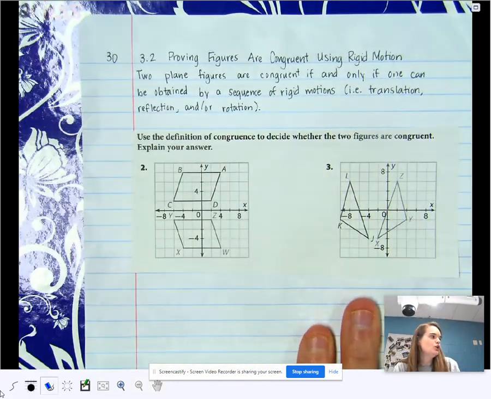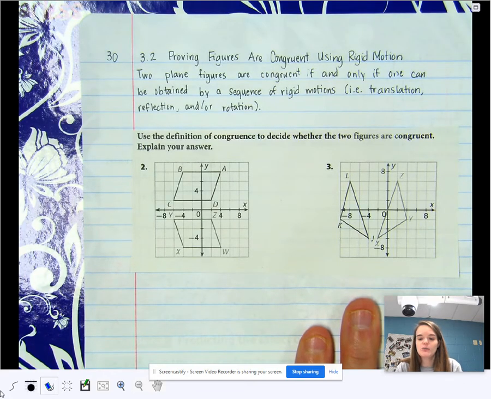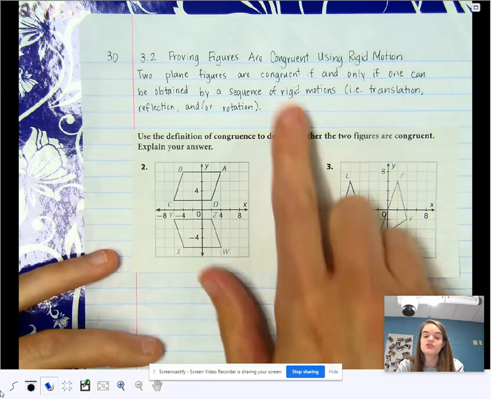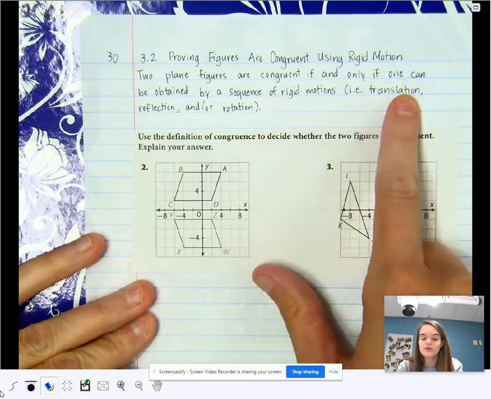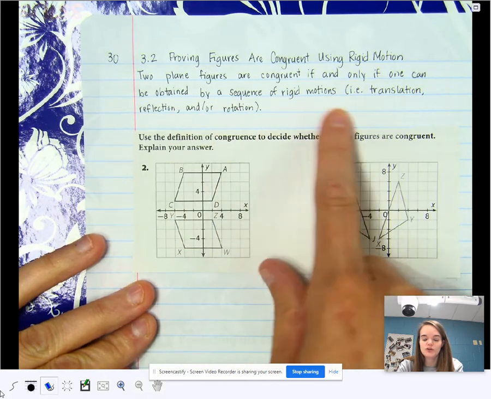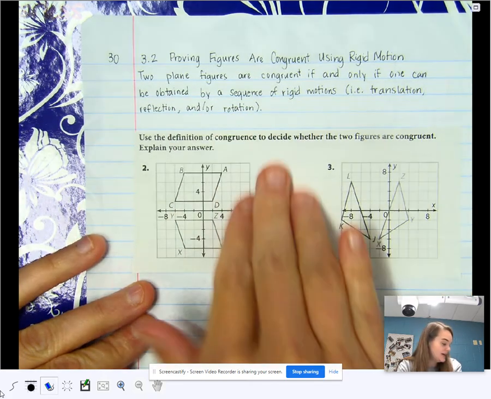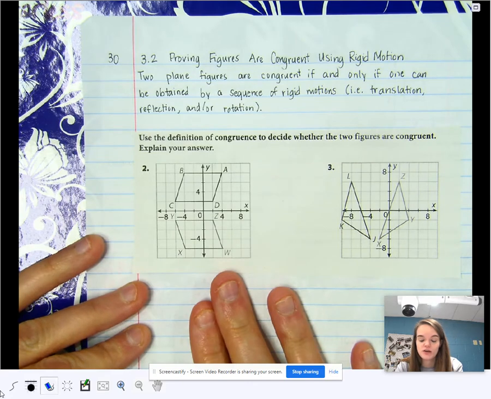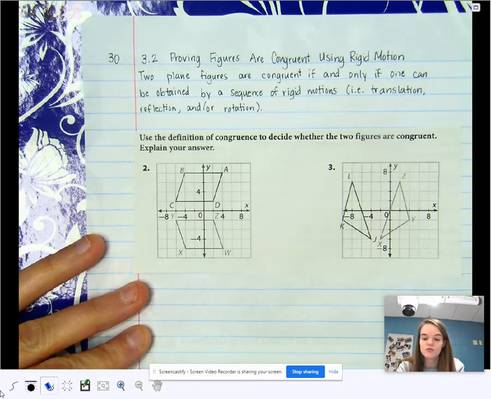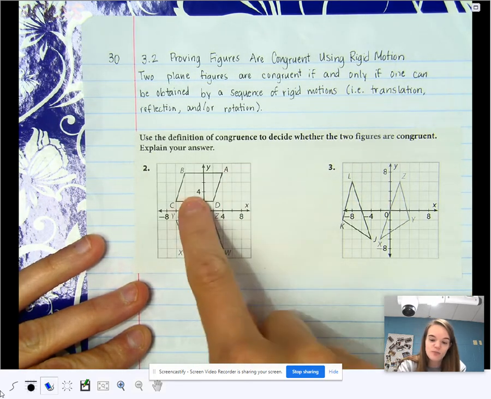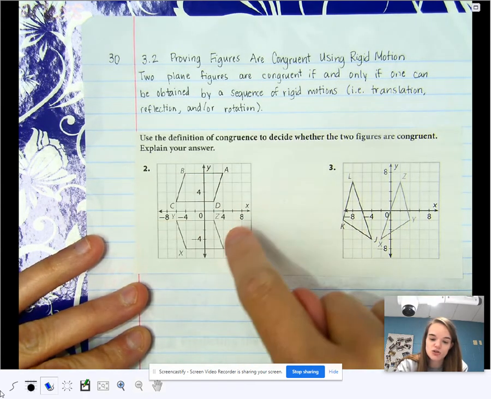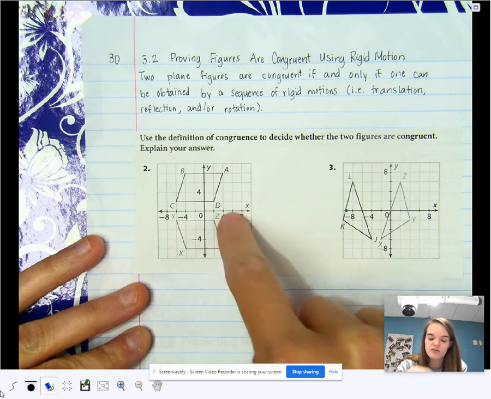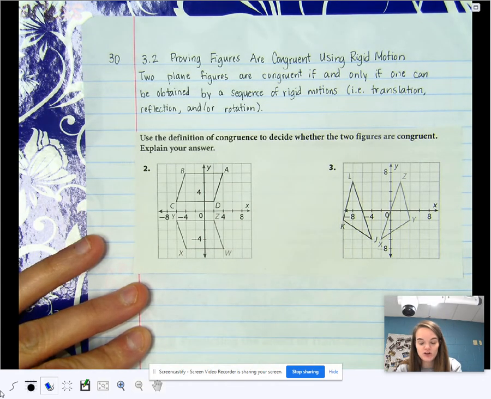Okay, 2 and 3. Use the definition of congruence to decide whether the two figures are congruent and explain your answer. Here's the definition of congruence. Two plane figures are congruent if and only if one can be attained by a sequence of rigid motions. So we have to decide if there's a sequence of rigid motions. Is there a way to get from A, B, C, D to W, X, Y, and Z? That's what we have to figure out.